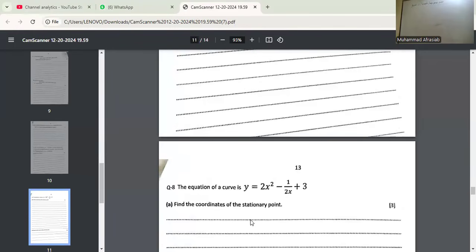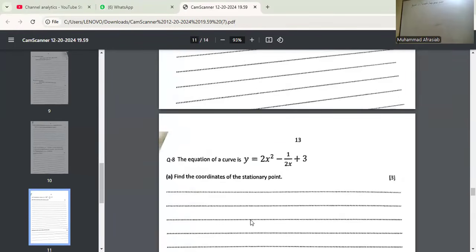Question number 8 now. The equation of this curve is y equal to 2x squared minus 1 over 2x plus 3. Find the coordinates of the stationary point.